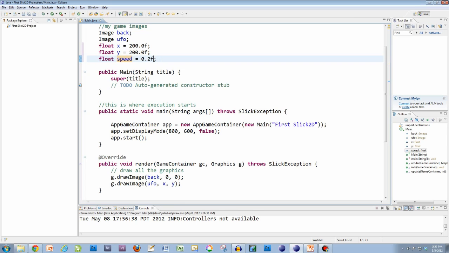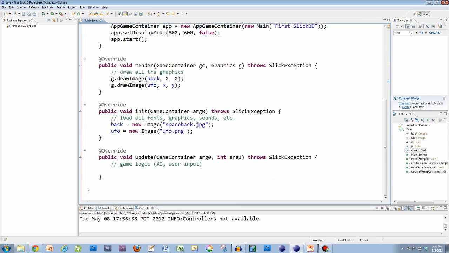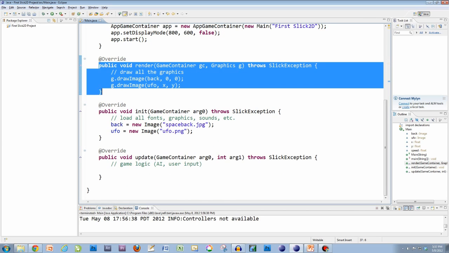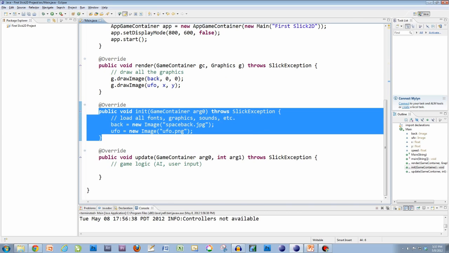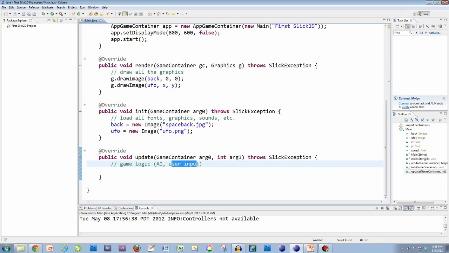Now, for the movement. If I look, I have, again, these three important methods. I got render. That's where I draw all my stuff. I got init. That's where I load all my stuff. And I got update. That's where I do all my game logic, AI, and user input. So here's exactly where I want to do user input.